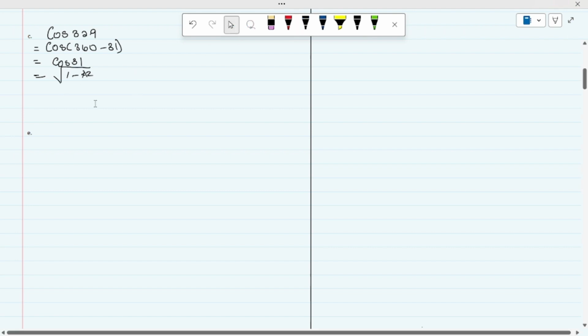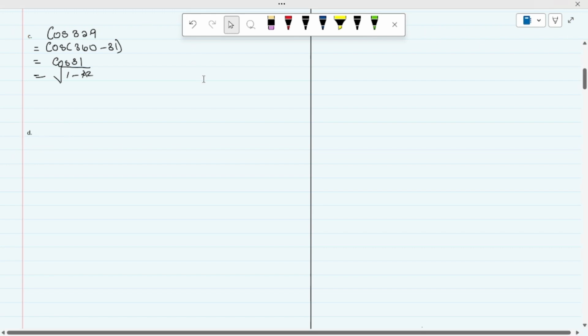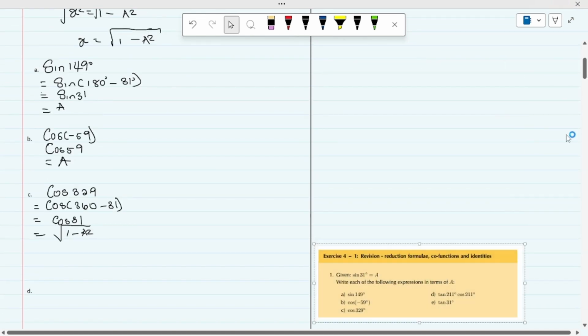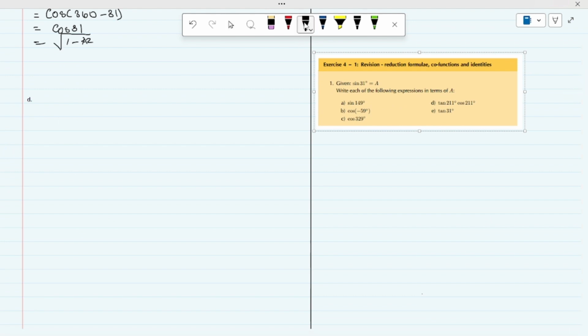So number D. Question D says tan 211 degrees multiplied by cos 211 degrees. So the answer is going to be what?